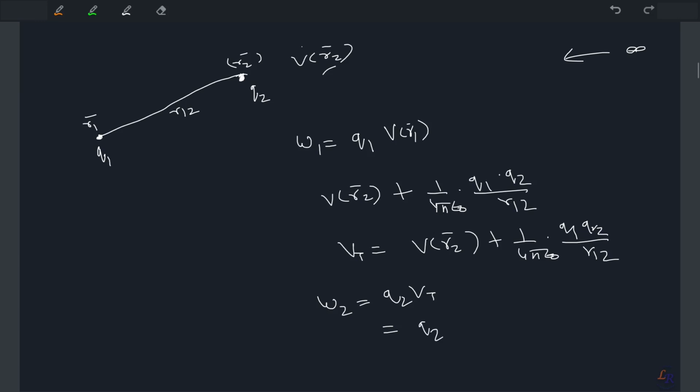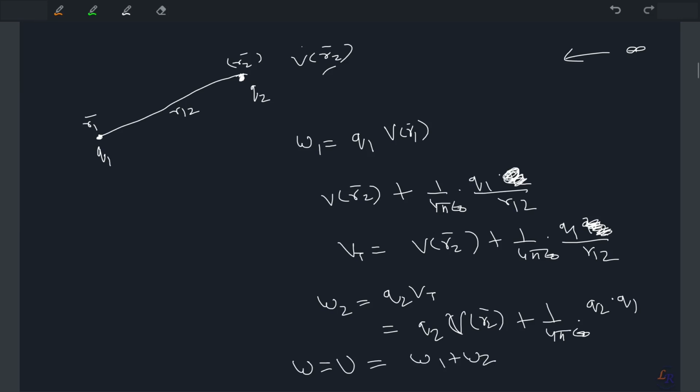So it would be Q2 into V(R2) plus 1 upon 4 pi epsilon 0, sorry, here the potential is due to Q1, right? So this will be only Q1, not Q2 here. So it will be 4 pi epsilon 0, and then multiplied by Q2 into Q1. So this is the work done, and the potential energy of the system will be the total work done for constructing this system of two charges. So the total work done would be the potential energy of the system, and that would be the sum of W1 plus W2. So how can that be written?